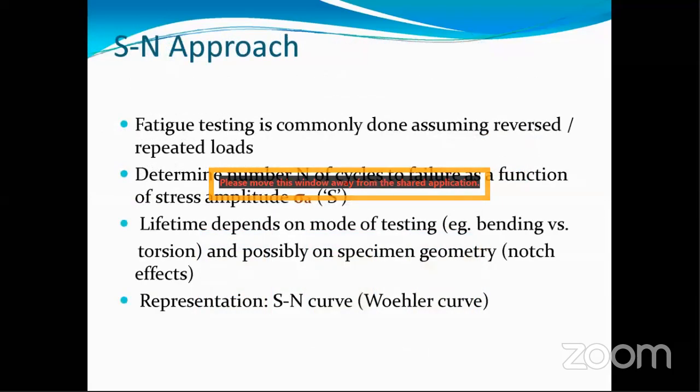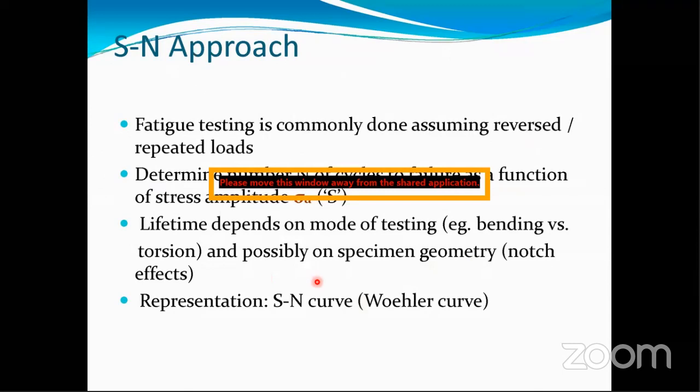So let us discuss the stress life approach. When I say stress here, it is alternating stress, that is, sigma max minus sigma minimum by 2. Fatigue testing is commonly done assuming reversed repeated cycles. So we need to determine the number of cycles to failure for the corresponding stress amplitude. Lifetime depends on the mode of testing.